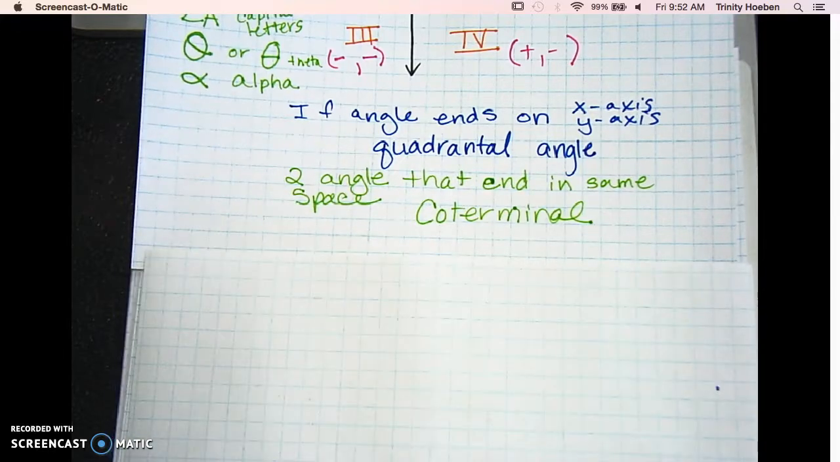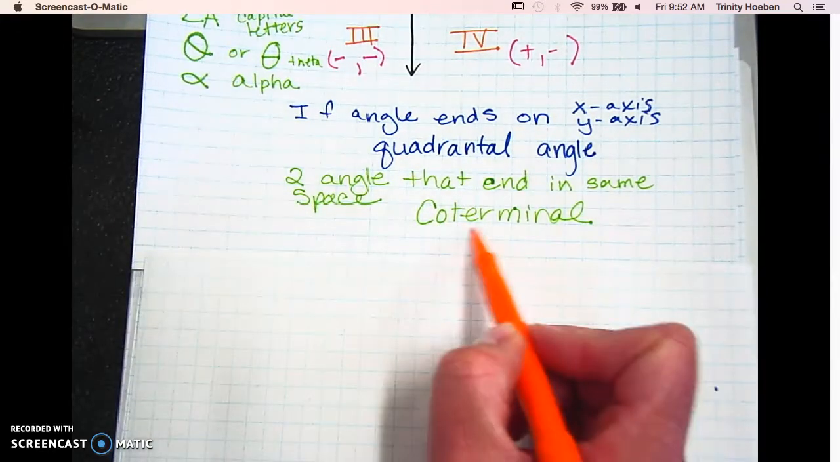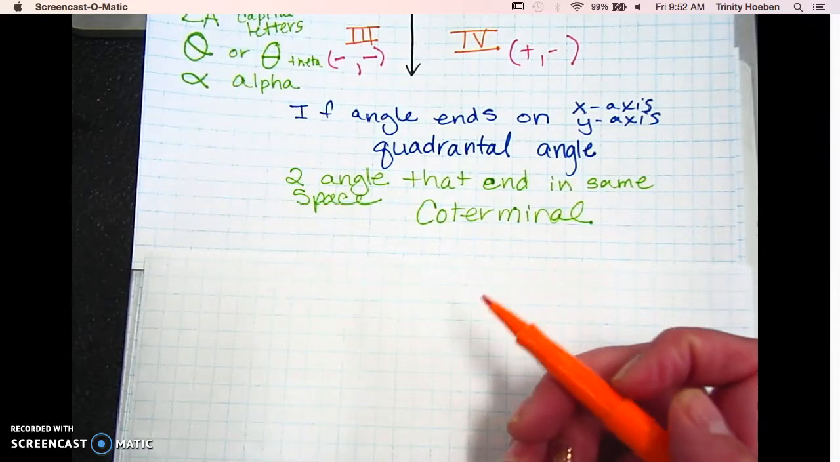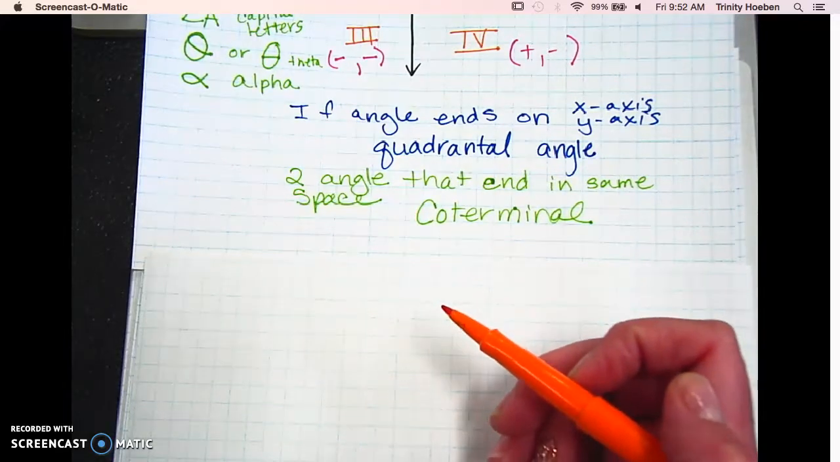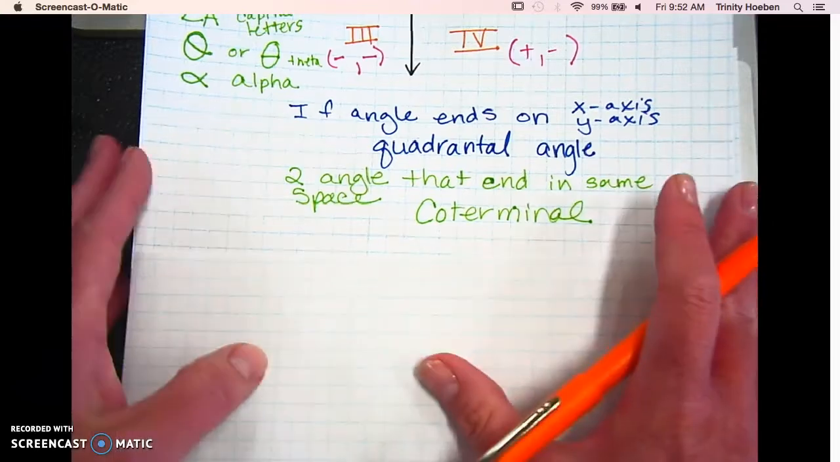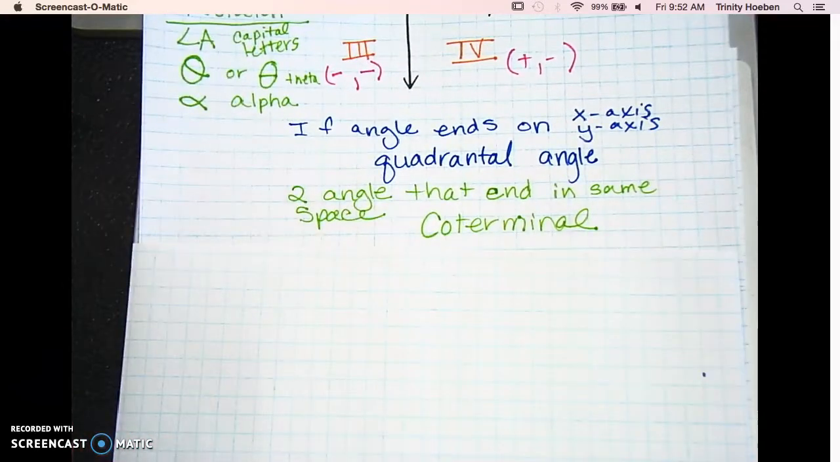So coterminal, terminal is where it ends. Terminal, like when you die, you're terminated, like Terminator. It's where it ends. Okay, so co meaning together. So they end together, and generally the initial side is in the same place. So they start at the same place and they end at the same place, but the voyage that they take to get there is not necessarily the same.